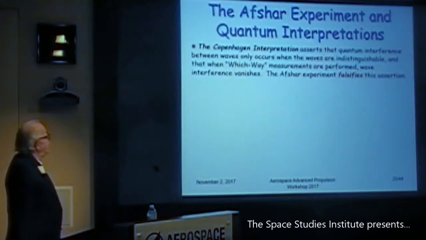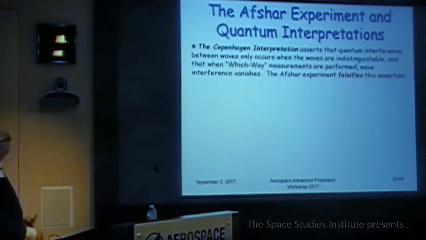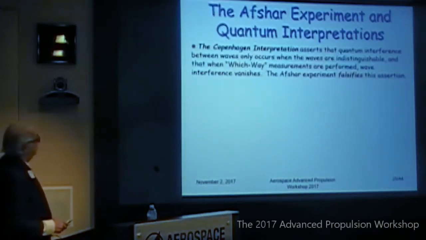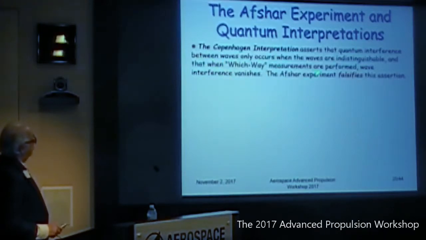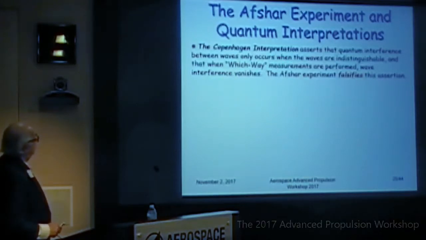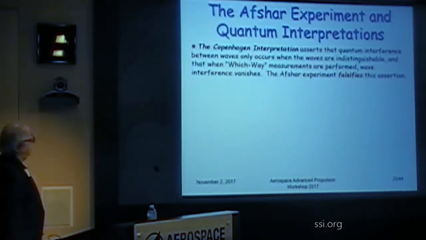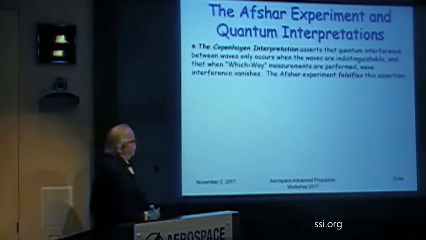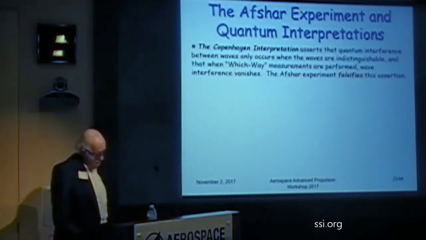Well, the Copenhagen interpretation has some problems because it tells us that quantum interference between waves only occurs when the waves are indistinguishable, that when we have a which-way measurement, the waves are distinguishable and therefore the interference should vanish. And the Afshar experiment falsifies that kind of assertion.